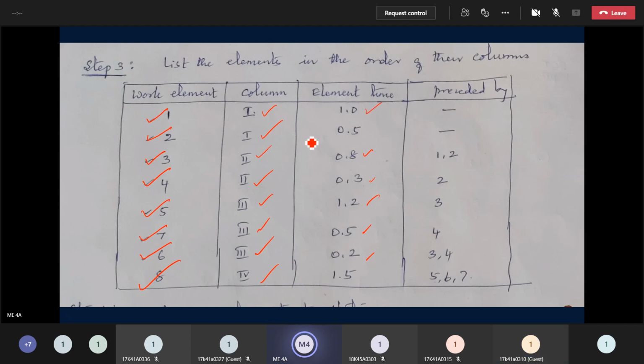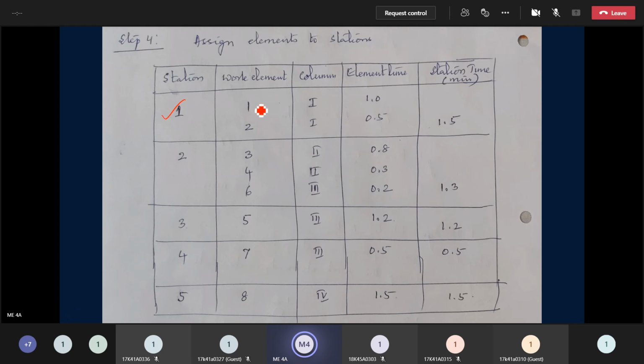Then I can assign 2. Yes, both are not having any precedences. So I have assigned 1 and 2. So 1.5 station time is over. See, if he asks in the problem, then only add this idle time. Otherwise it is not required if you don't ask.